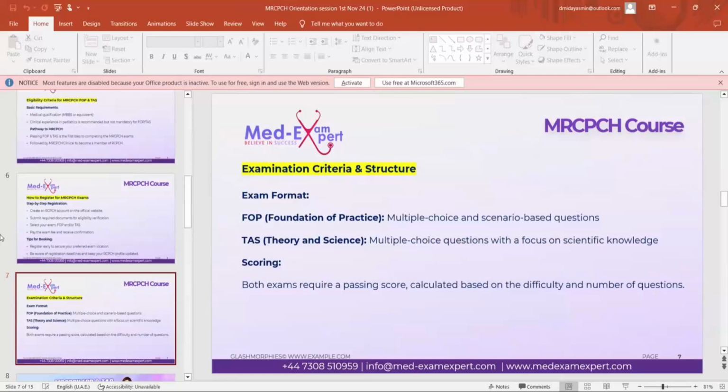Both exams require a passing score calculated on both the difficulty and the number of questions. Suppose there are 100 questions, and each question carries different marks. If there is a tricky question and you solve this MCQ correctly, then you will get more marks. And if it's a very straightforward question, then you will get an average mark.